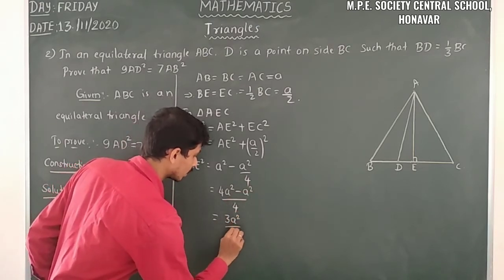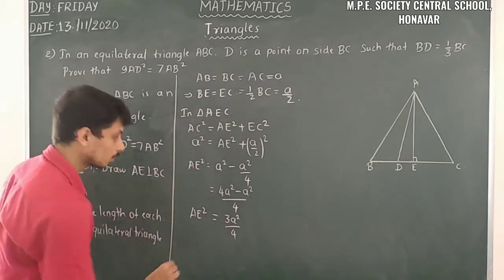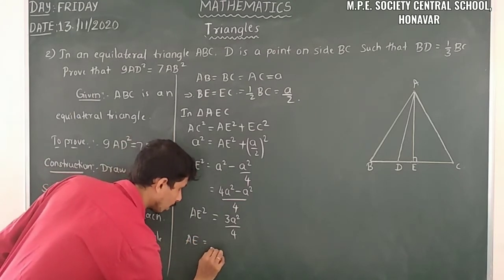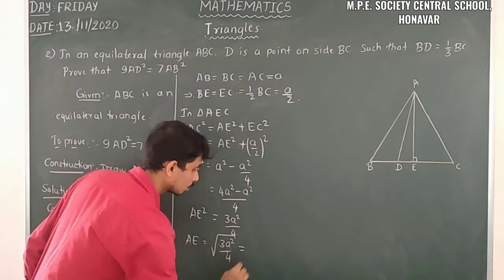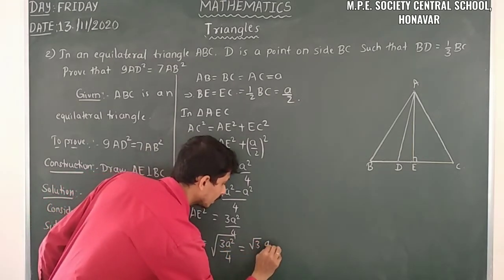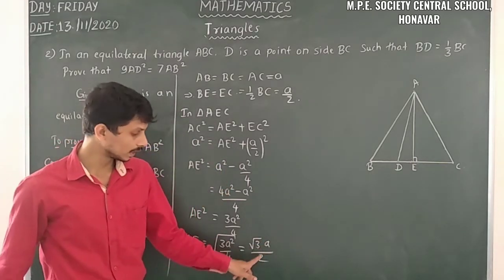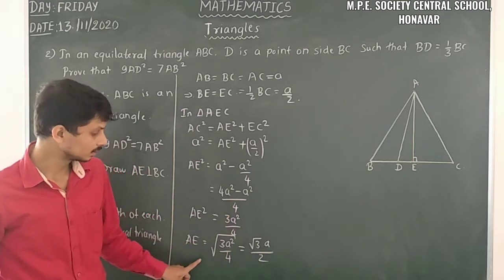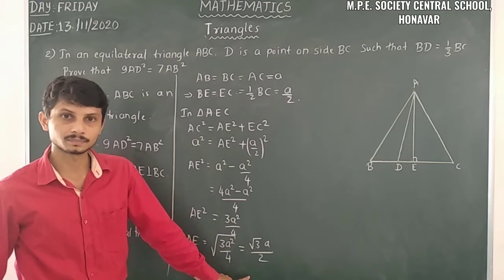square divided by 4, that is AE square is equal to 3A square by 4, then AE is equal to square root of 3A square by 4 is equal to root 3 into A divided by 2. So AE we get, that is root 3A divided by 2. Yes. So here we get AE, the value of AE we got here.